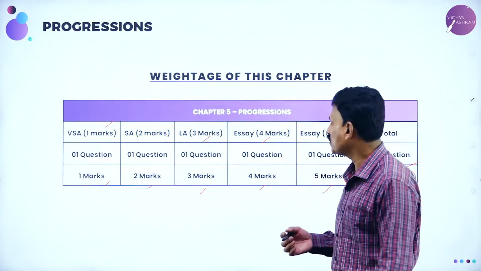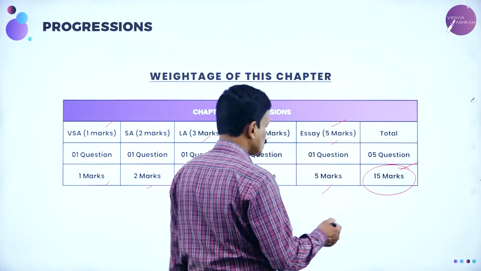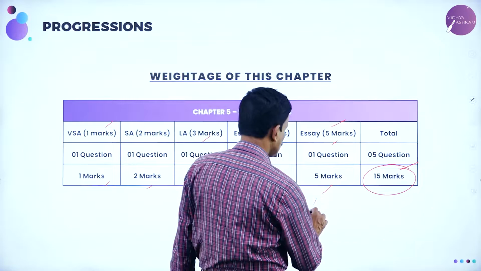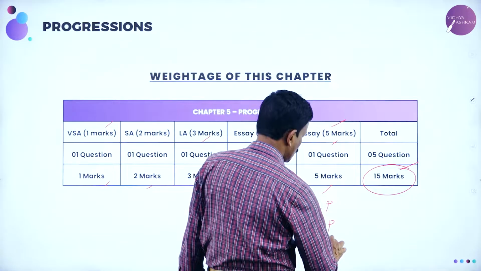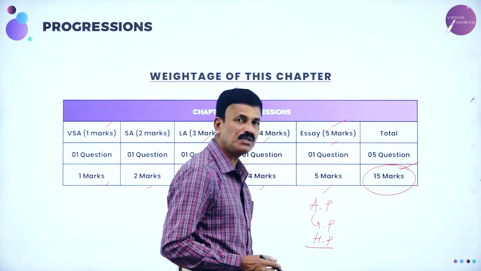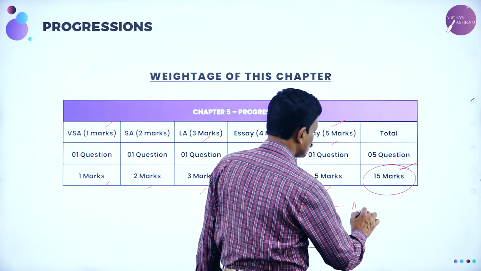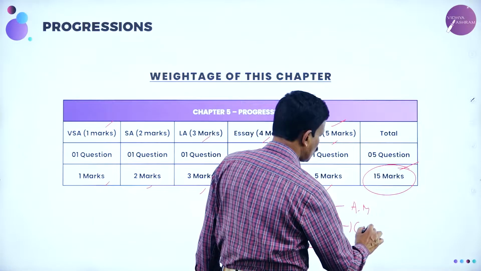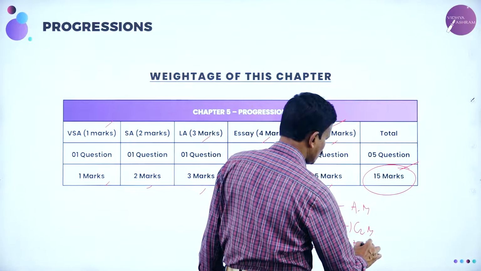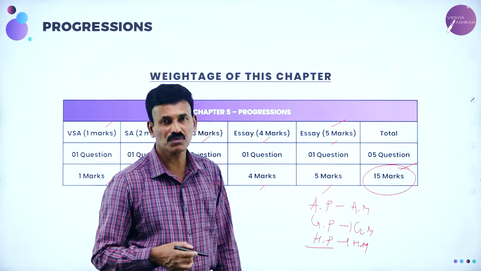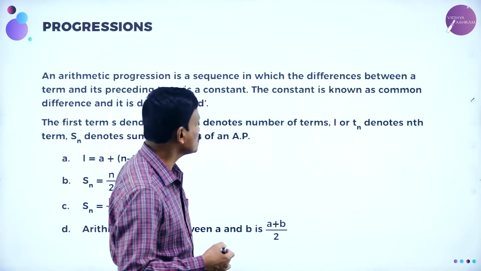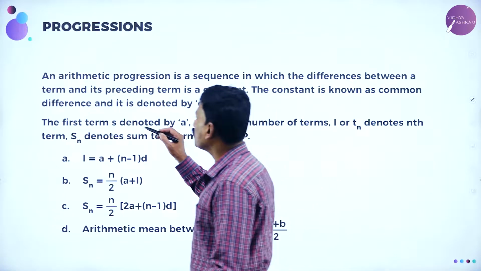So in this chapter we are going to study the progressions: arithmetic progressions, geometrical progressions, harmonic progressions, and the means, arithmetic mean, geometric mean and harmonic mean, and the problems based on these. These are the concepts which we are going to study in this chapter. Now let us come to the first: what is an arithmetic progression.